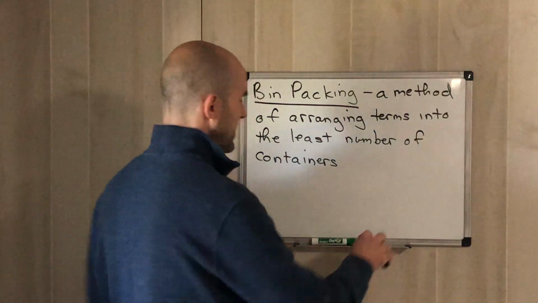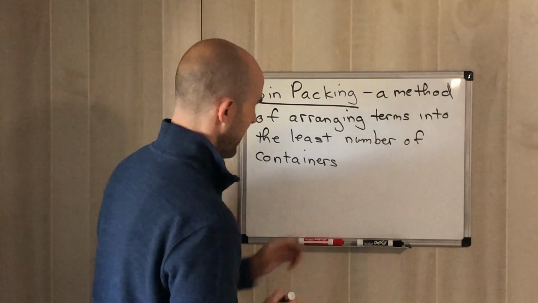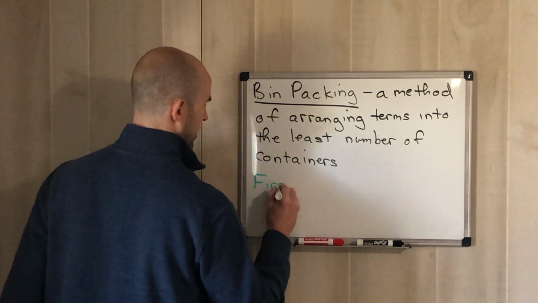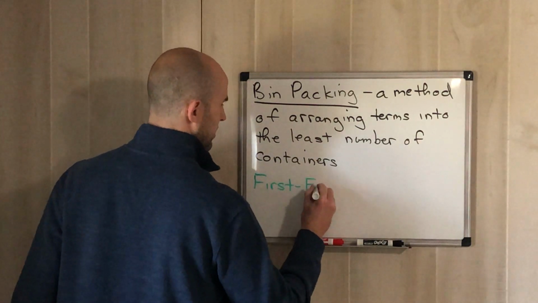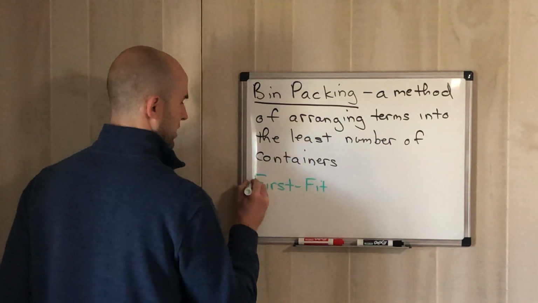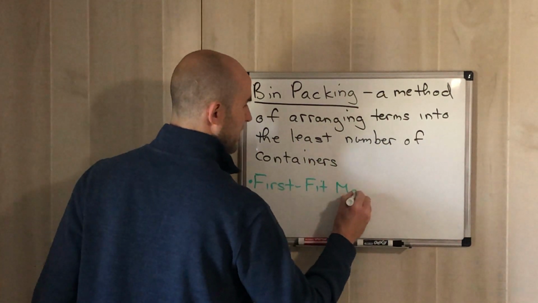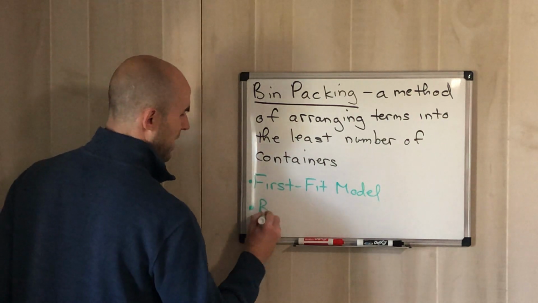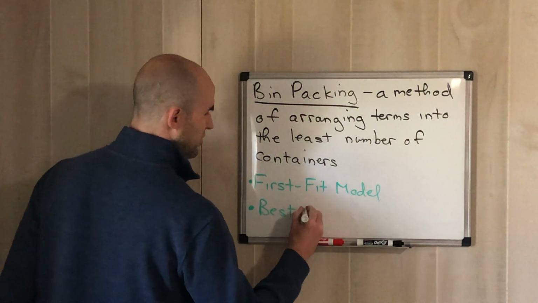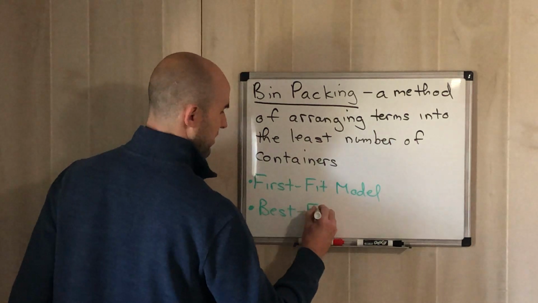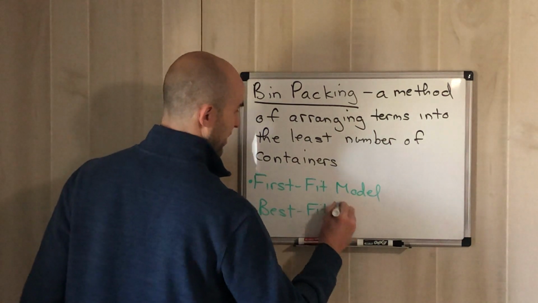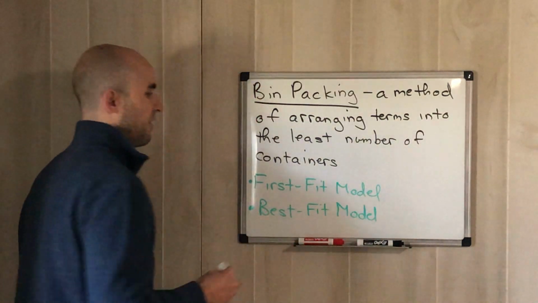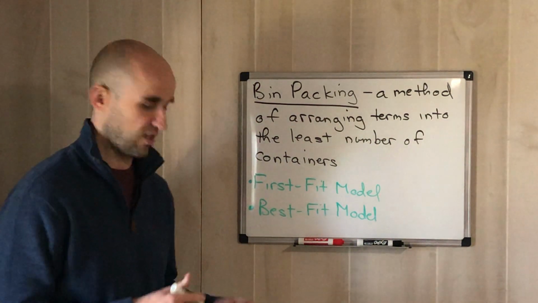There are two ways that we can apply bin packing. One is called the first fit model, and the second one is called the best fit model. The best fit model is the one we're going to focus on the most, because it literally tells you itself. It's the best fitting model, so it's always useful to apply the model that works best for all situations.